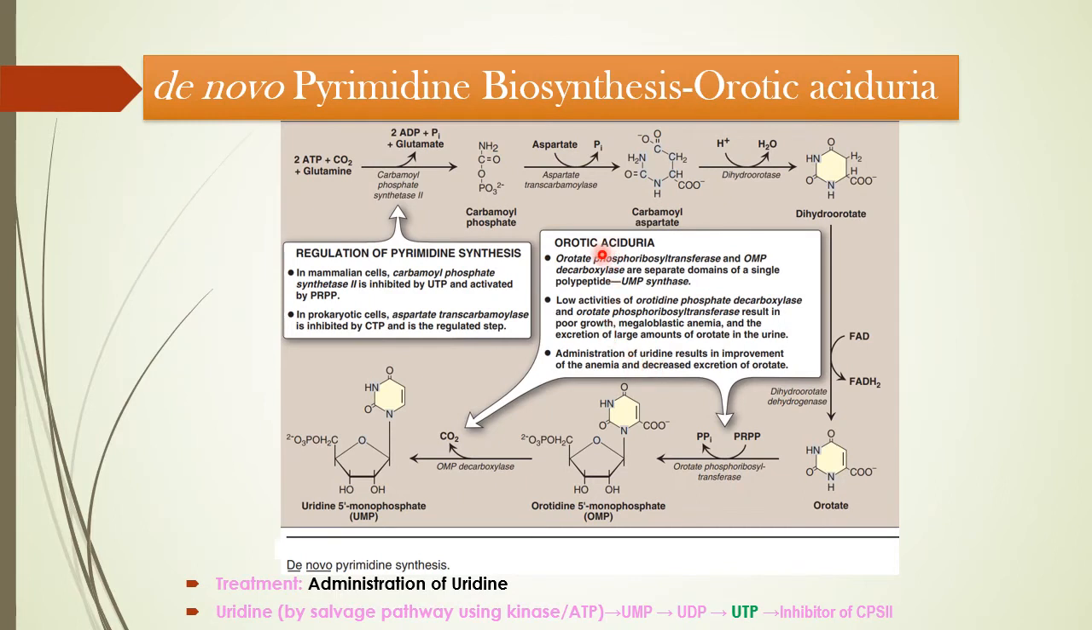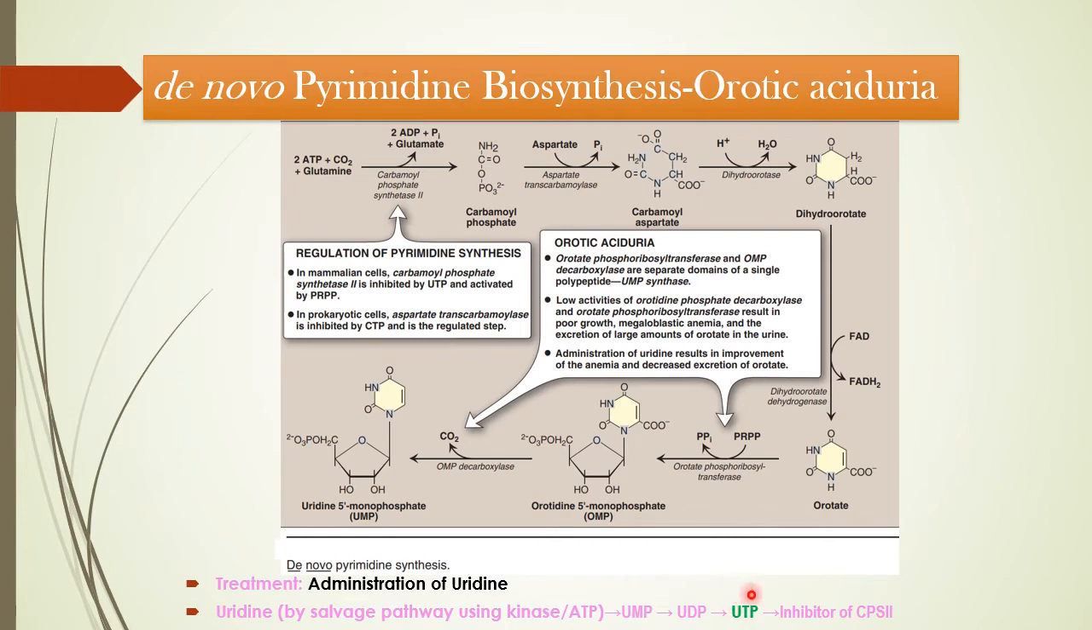Okay, how can we treat orotic aciduria? One therapeutic approach that we have to fix orotic aciduria is to administer uridine to the patient. Now, what is uridine? Uridine basically is a nucleoside which in the body is converted into UMP first by the salvage pathway. In this reaction, it uses kinase and ATP. Then again using ATP and kinase, it is converted into UDP.